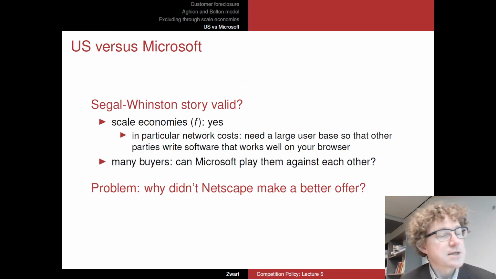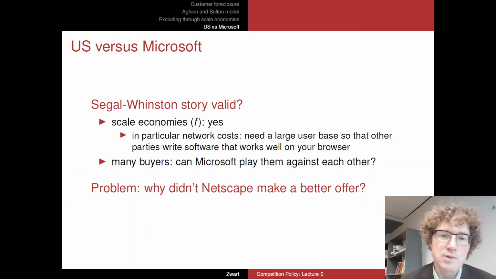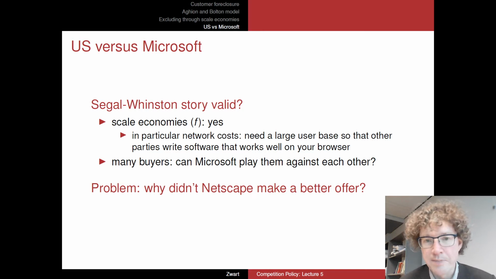So the question is, is this model that we have looked at before, this story of Segal and Whinston and Rasmusen, Ramseyer and Wiley, valid to describe this case? Someone might wonder about the scale economies that we saw there. You need multiple buyers to sign up to your product, and if you do so, then your rival might not have sufficient scale to be active in this market.